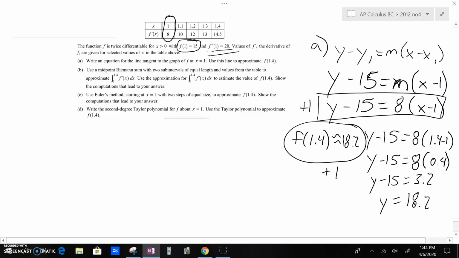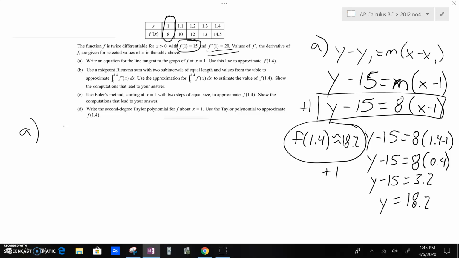Second piece is asking us to use a midpoint Riemann sum with 2 subintervals of equal lengths to approximate the integral value from 1 to 1.4 of f prime, and then use that approximation to estimate the value of f of 1.4. Show the computations that lead to your answer. So to estimate an integral's value from 1 to 1.4 of a derivative, well, let's see, if we use a Riemann sum, and we need to use 2 subintervals.